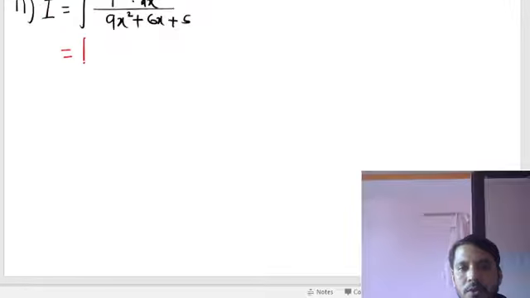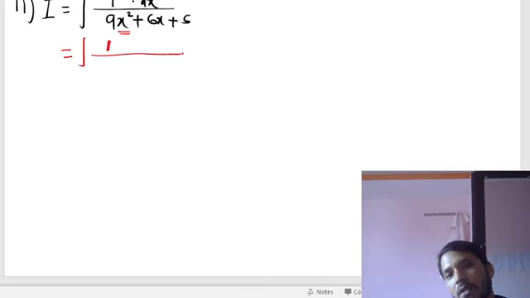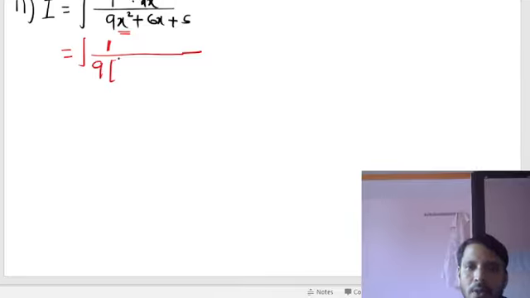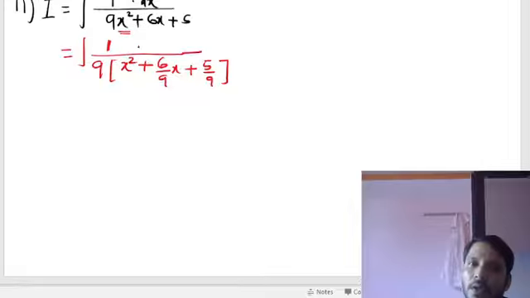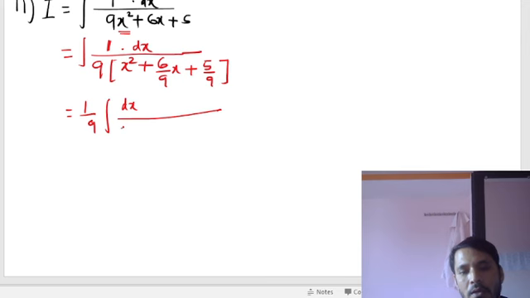The first and foremost important thing is that here we need the coefficient of x square to be 1. So to make the coefficient of x square unity we have to take this 9 common. Taking 9 common, the remaining will be x square plus 6 by 9 x plus 5 by 9, into dx. This 1 by 9 we will write separately and work with x square plus 6 by 9 x, which if you divide by 3 becomes 2 by 3 x plus 5 by 9.